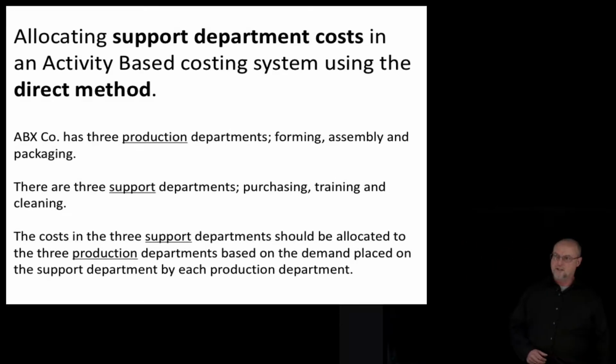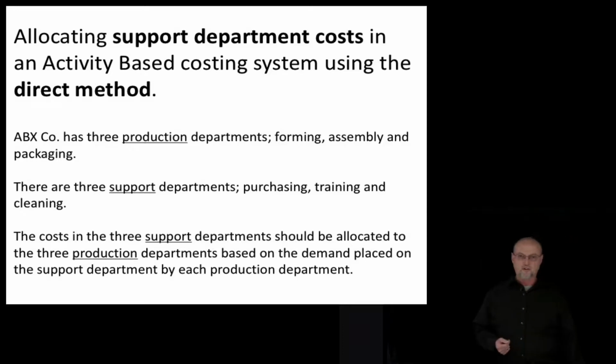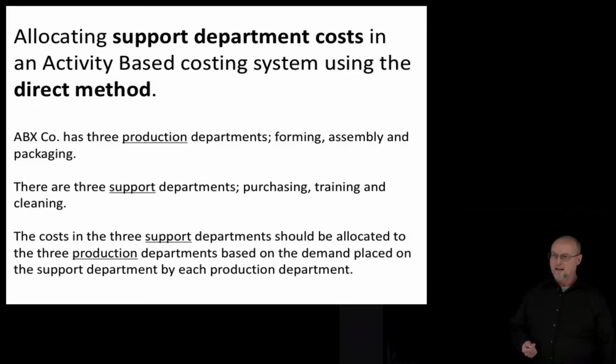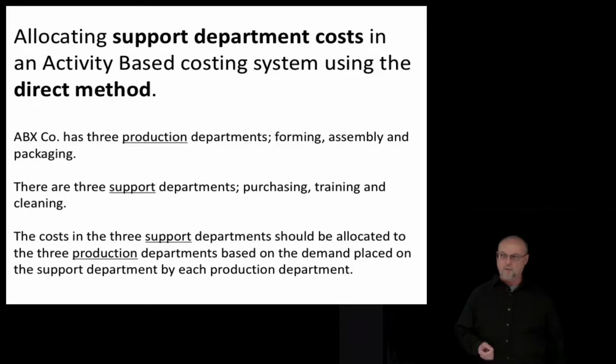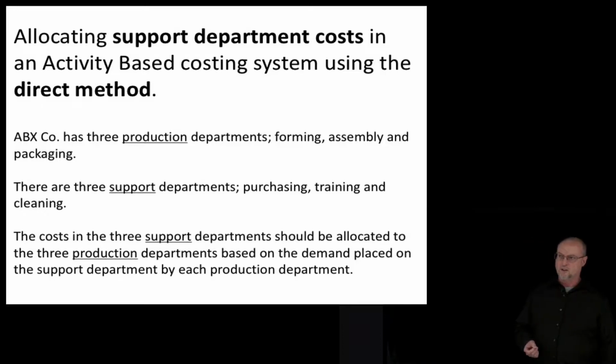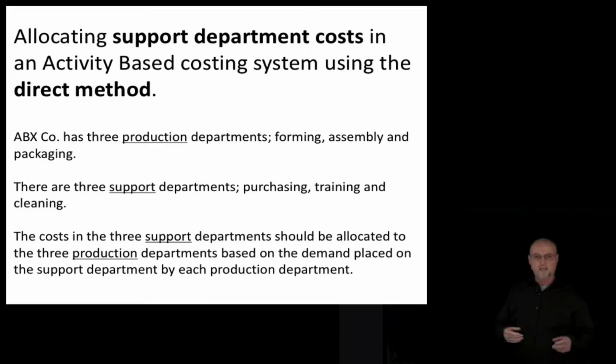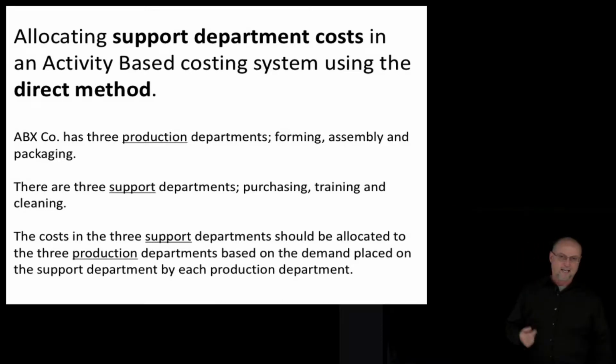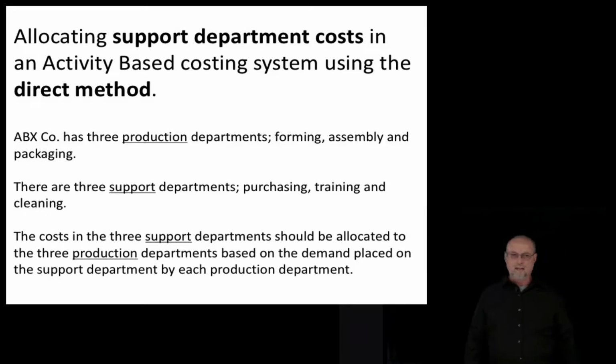Now, this allocation process is based on activity-based costing, which you're already familiar with. And for allocating support department costs, we're going to look at the simplest method, which is the direct method. In our example, our company has 3 production departments: forming, which is how you stamp metal parts into their various shapes and sizes; assembly, where you're putting all the pieces together; and packaging, getting it ready for shipment. And we have 3 support departments: purchasing, payroll, and cleaning.